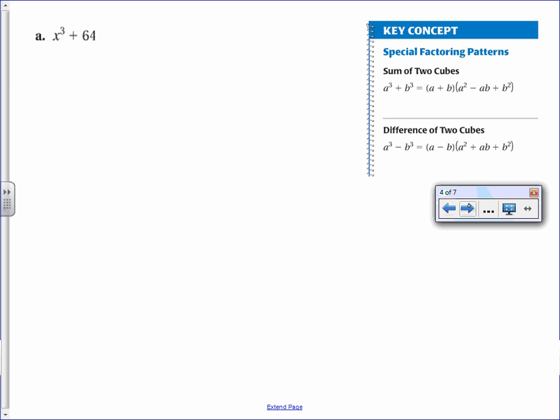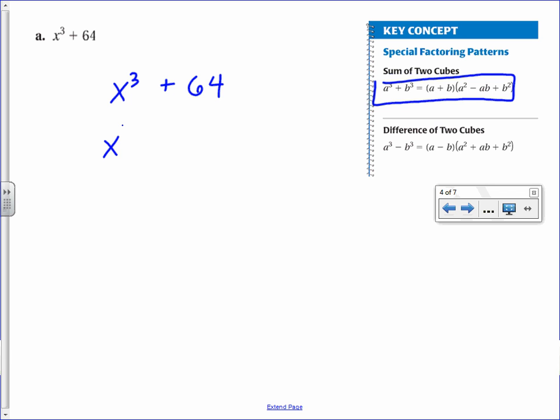The next type of factoring you'll be asked to do looks complicated, but there's a formula. Notice whether you have a plus sign or a minus sign, and pick the correct formula. We have a plus sign, so we're going to use this one, the sum of two cubes. We have x to the third plus 64, and we need to recognize that this is the same as saying x to the third plus what to the third makes 64. In this case, it is 4 to the third power, because 4 times 4 times 4 is 64.